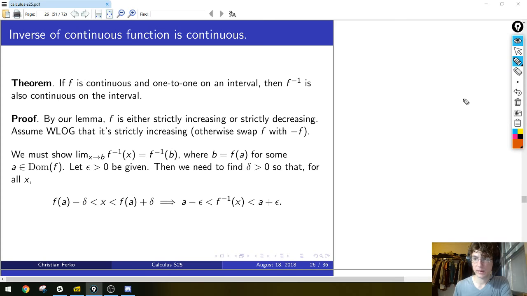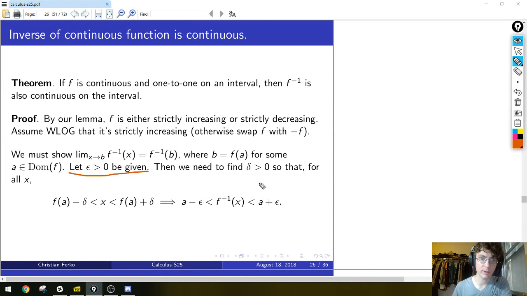Now this is where we have to get into the weeds with some epsilon deltas. So to prove that f inverse is continuous, continuous means the limit exists at every point and it's equal to the function's value. So we have to prove the limit as x goes to b of f inverse of x for any b happens to be the same as f inverse of b. And since every b in the domain of f inverse is in the range of f, we can say that any such b equals f of a for some a in the domain of f. So that's our setup. Now we're going to prove that the limit exists. So to prove a limit exists, as always, we say let epsilon greater than 0 be given.